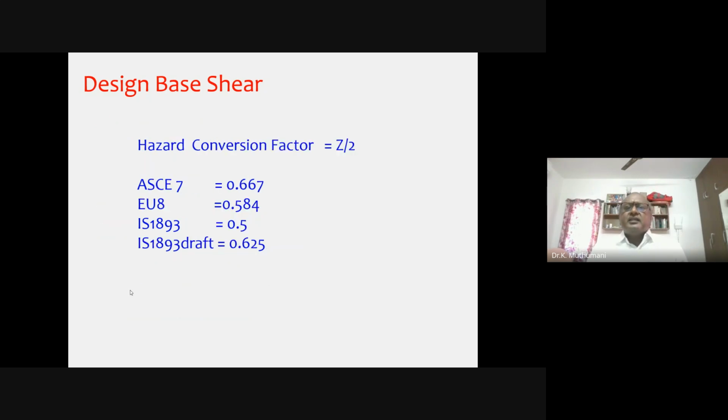For example, there is something called the hazard conversion factor, which we normally in India use as Z by 2. That means 0.5. But if you see how the whole world sees it, for example, the American code sees this 0.5 as 0.66. The European code says it's about 0.58, and our draft says 0.625. So our draft is very near to international standards right now. This is just to say that our drafts are very near to international, high-level codes. Of course, this is one point I want you to note.